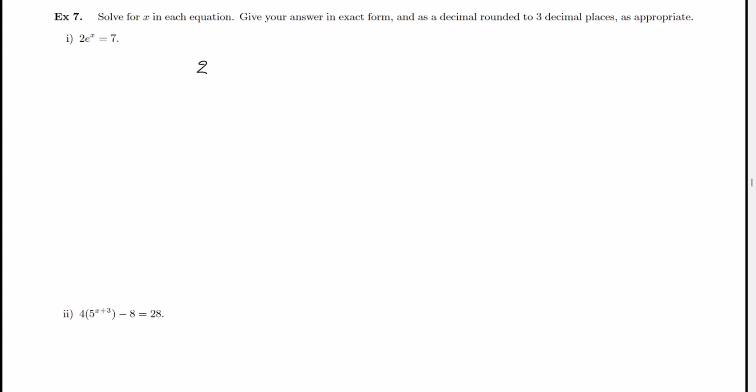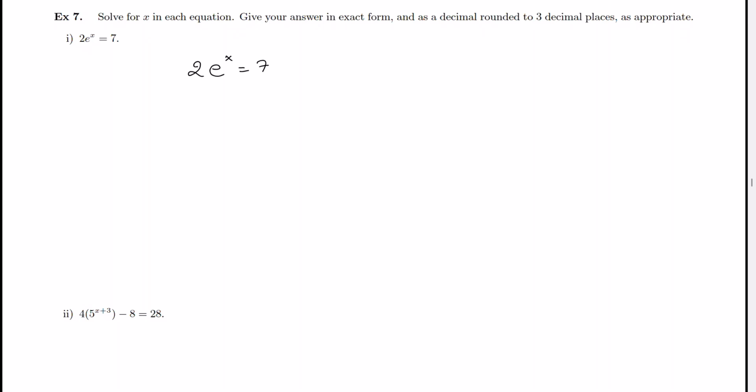So 2e to the power of x is equal to 7. This is the first equation. It's got 2, the base e, the power x. So this is an example of an exponential function because the power is the variable, x is in the power. And we're basically going to have to find two answers, one exact form and one rounded to 3 decimal places as appropriate. Okay, so how do I solve an equation like this?